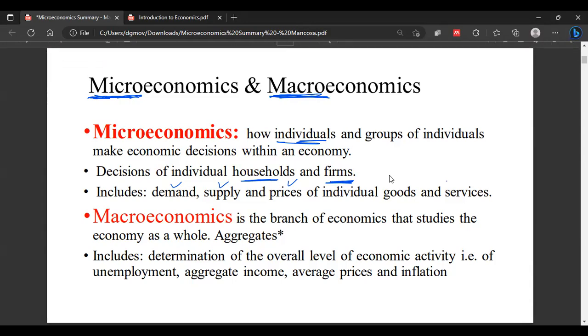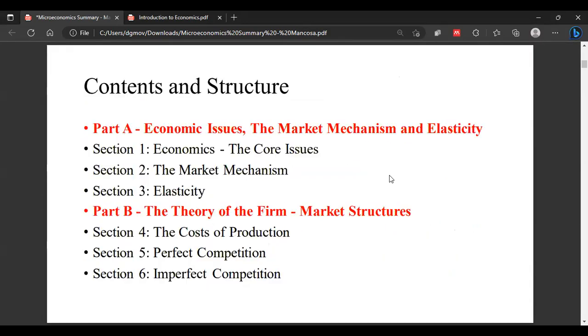Economics is not difficult. It depends who helps you in the understanding of the module. Now, this is basically the background of what this module guide is about. So if you understand part A, part B will be very easy. Here we are looking at core issues of economics, market mechanism, demand and supply, and elasticity. And then we move on to part B, cost of production. This is now the firm, what determines the firm's decision to supply, at what price they supply it, perfect competition and imperfect competition. Then we are done with the module. You go into the exams mining.